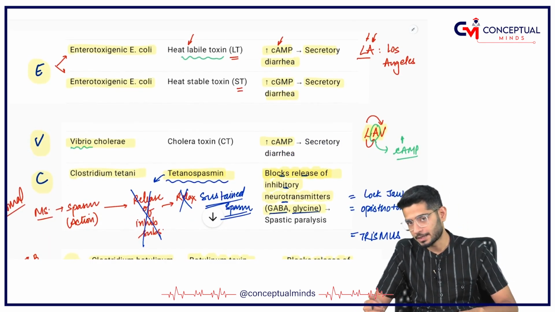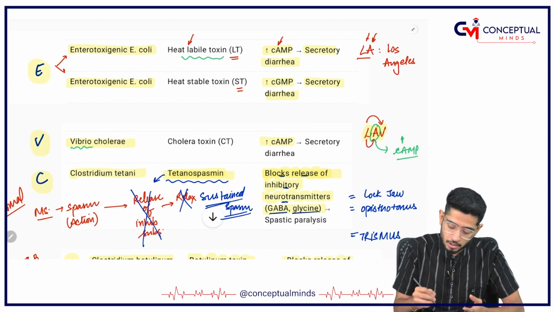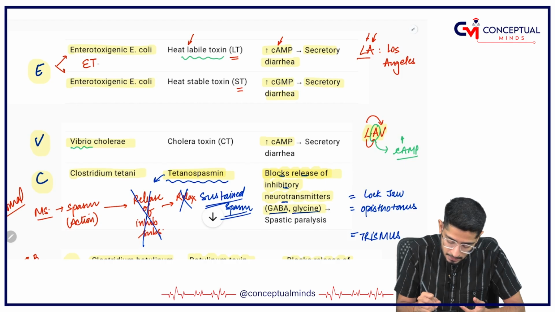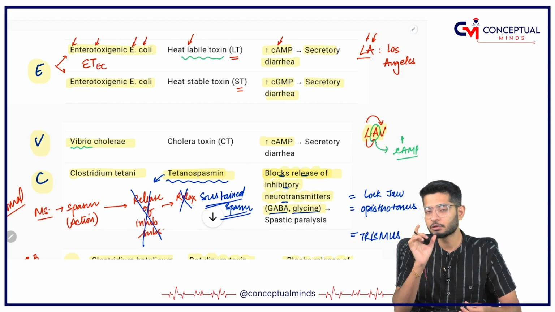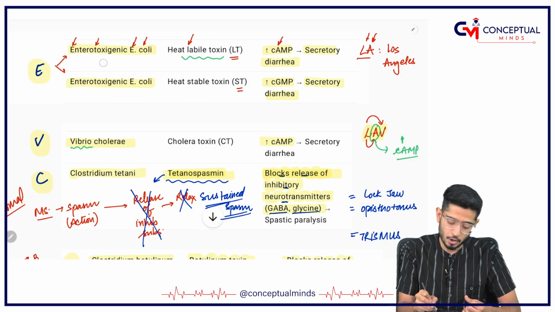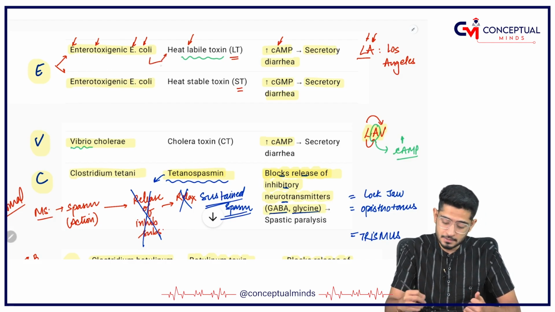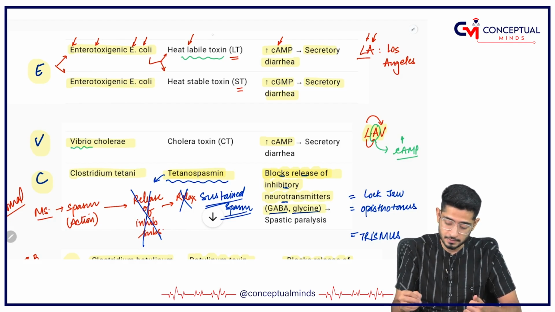E. coli is of many types actually, but I am talking about ETEC, that means enterotoxigenic E. coli. Just remember the name, enterotoxigenic E. coli. It is responsible for synthesis of two toxins. One is going to be labile toxin, other is going to be stable toxin.